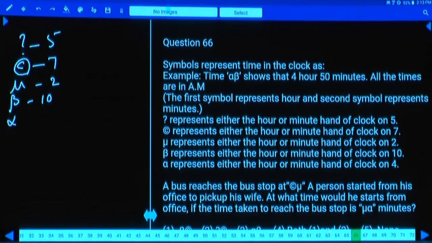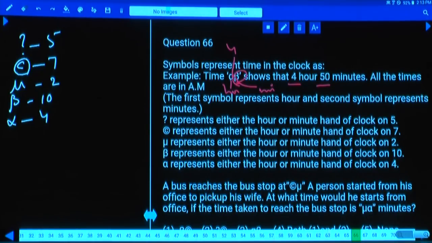And alpha stands for what? Alpha stands for 4, either the minute or the hour hand. Then what is the first information here? The time. Alpha beta shows that 4 hours 50 minutes. How to represent this one? Whatever this alpha is, alpha is 4, and beta is 10. Now the first one is the hour hand, and the second element is the minute hand. Now the minute hand is at 10.